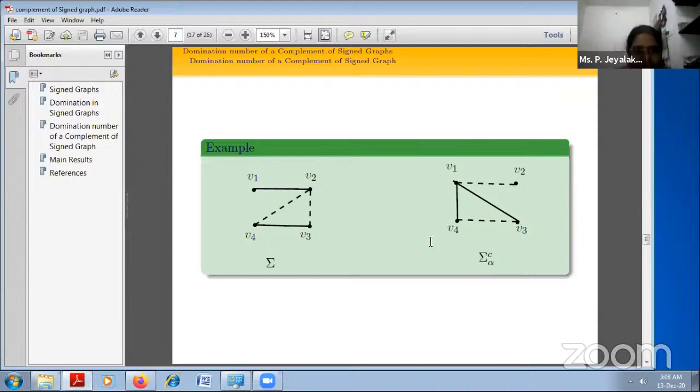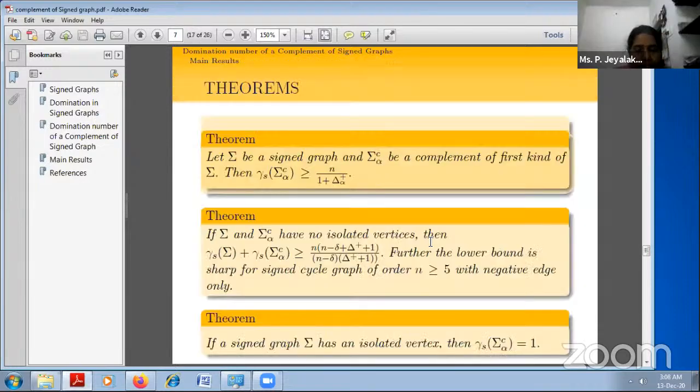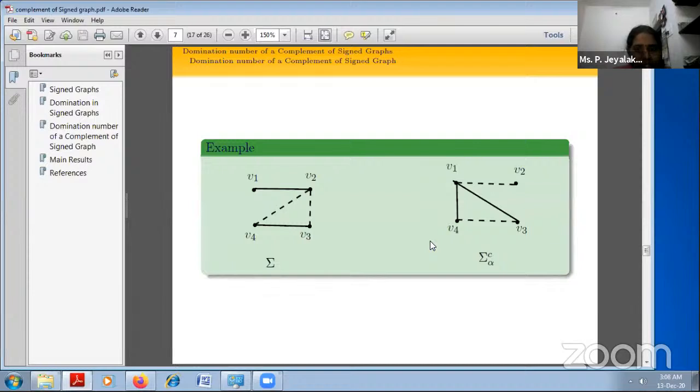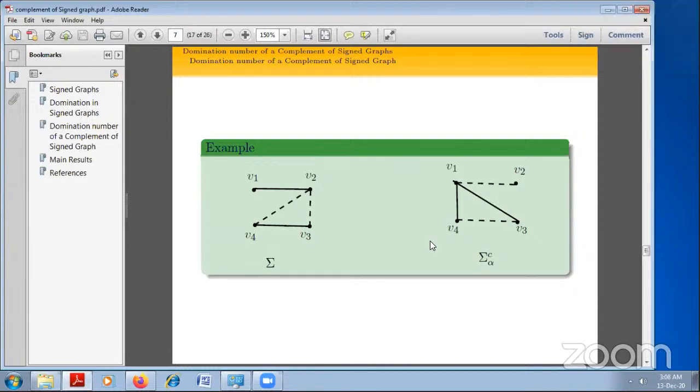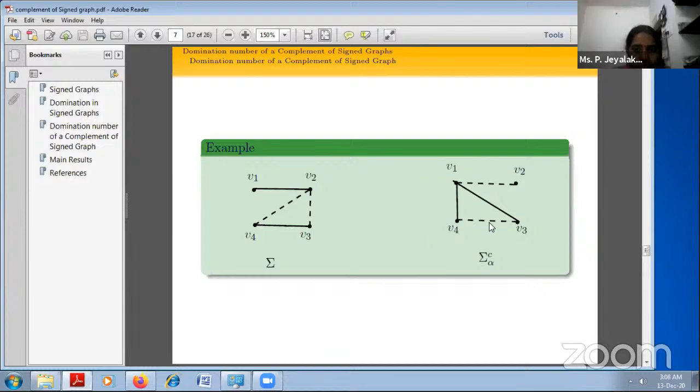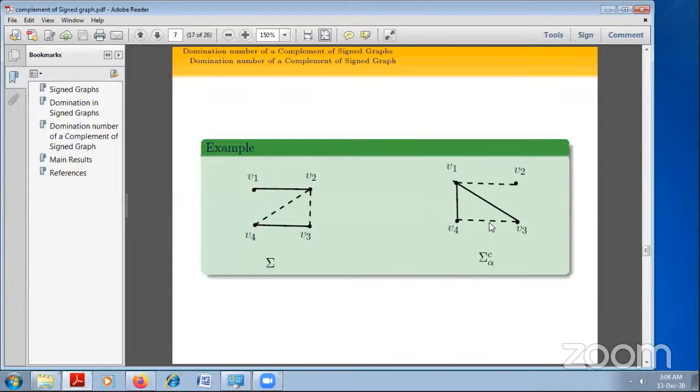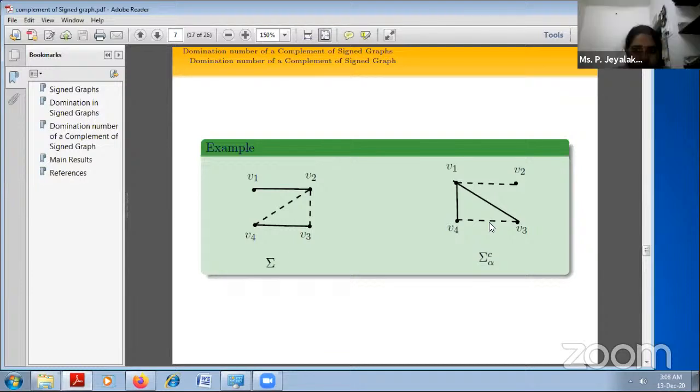This is the example of a signed graph. He asked whether the complement of the complement of sigma alpha is equal to sigma. You have taken a sigma, then taken a complement. Now you take the complement of this complement graph. Under your definition, we can get the original signed graph. Yes.